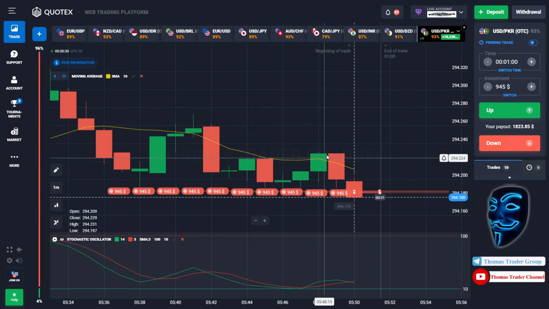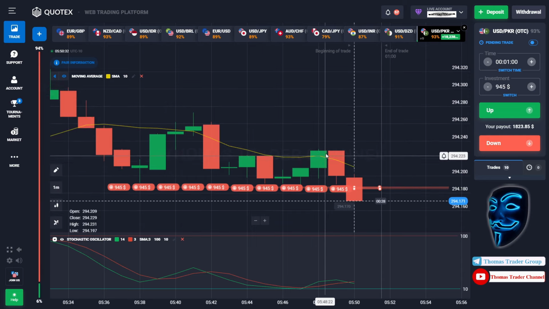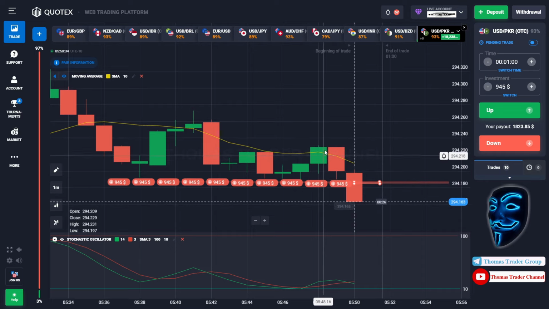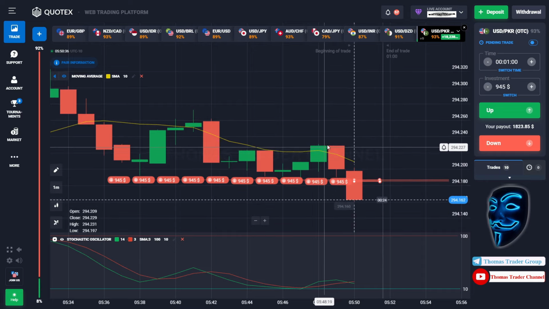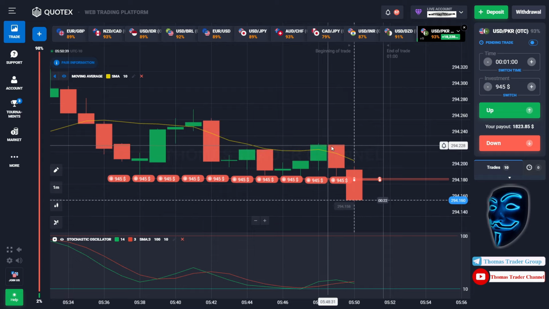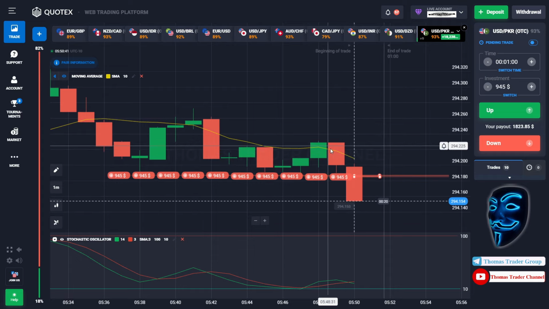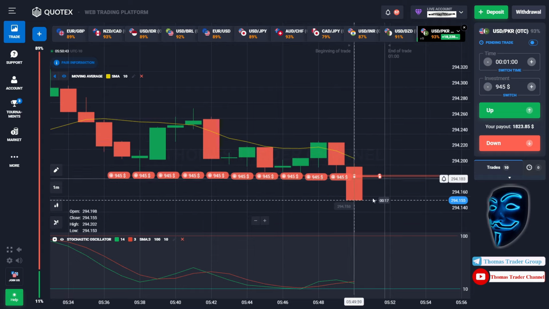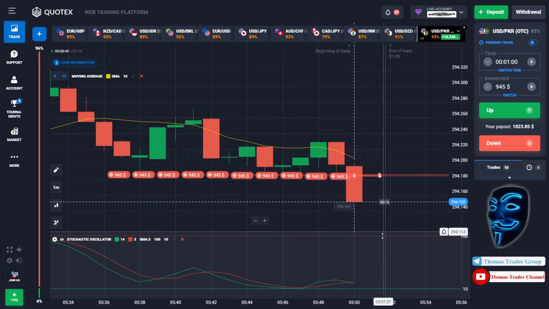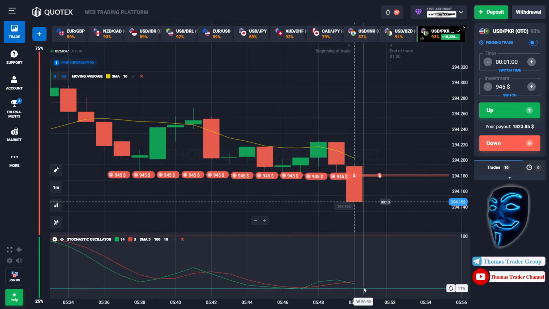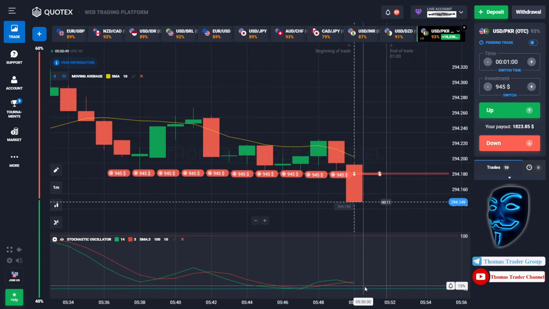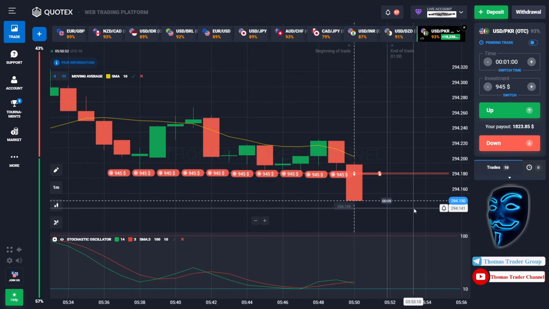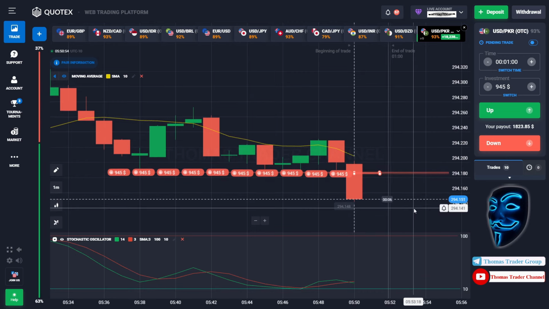As you can see, the market has just made a rebound on the moving average line. I'm sure that the market will still continue the bearish trend. And it will find the oversold area again over here. Let's pivot and let's wait till the end of our trade.